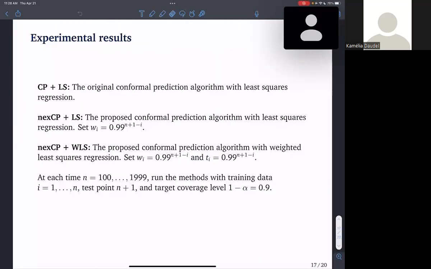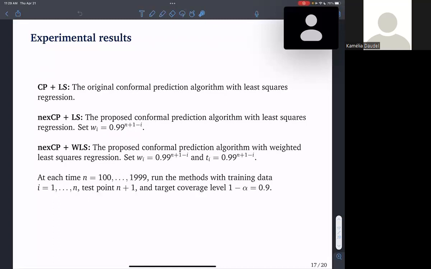So we have 3 algorithms over here. CP plus LS is the original conformal prediction algorithm with least squares regression. Next, NexCP plus LS is the proposed conformal prediction algorithm with least squares regression. There are no tags in this case, but your weights are defined as over here. It is 1 for n plus 1, and then it decreases exponentially.